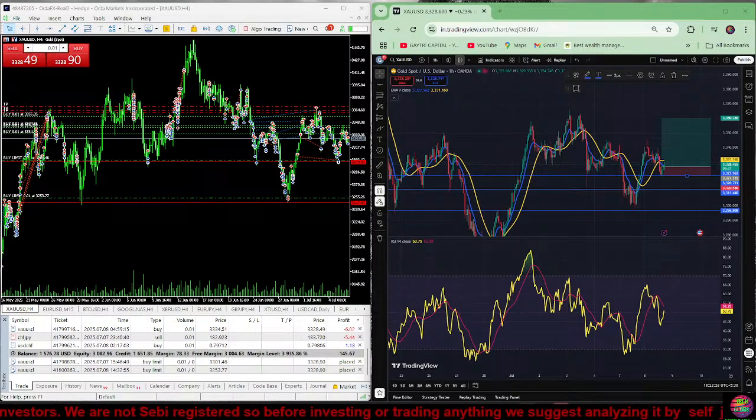The market uses support points to bounce and head to the upside, and then it uses resistance points to reject and then head to the downside. If you're buying, you're using supports.